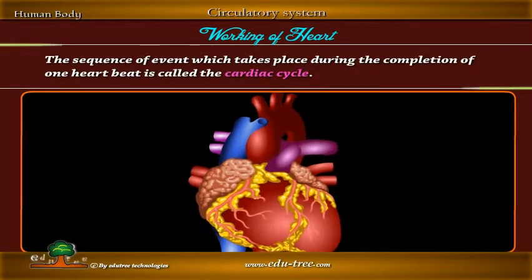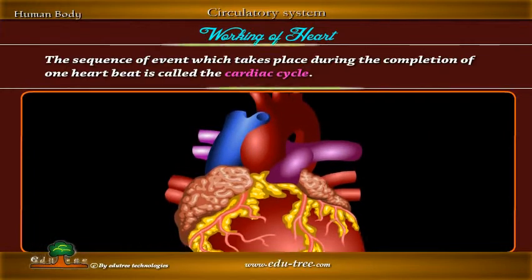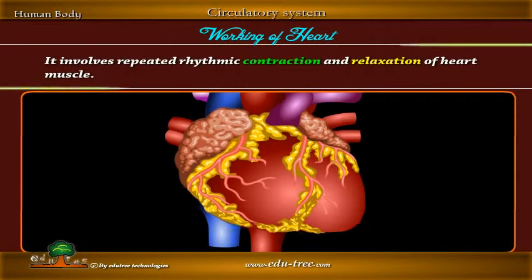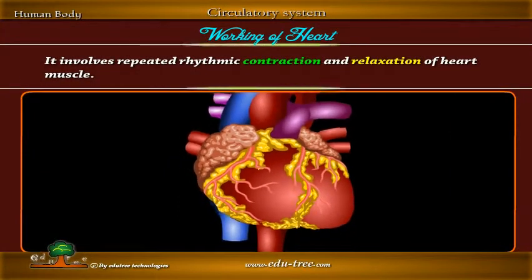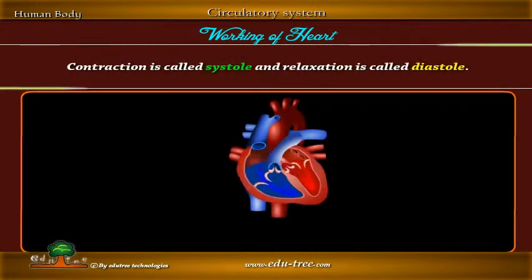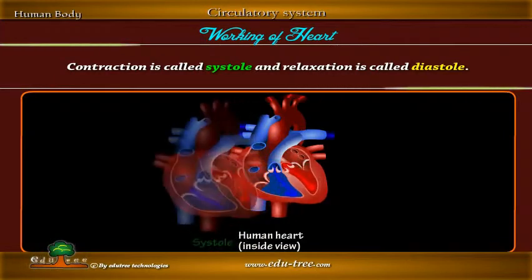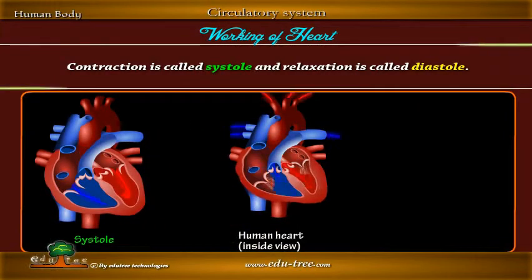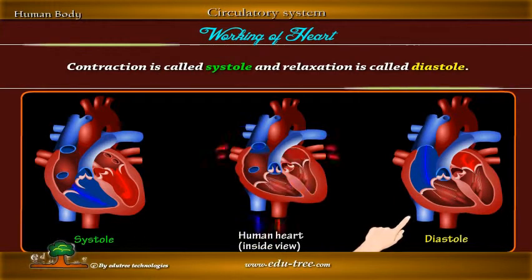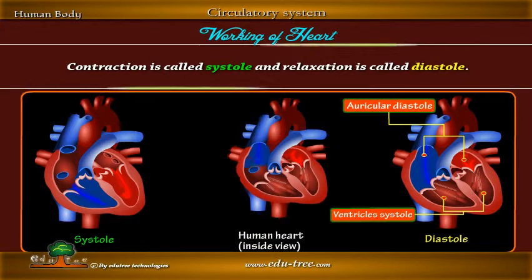The sequence of events which takes place during the completion of one heartbeat is called the cardiac cycle. It involves repeated rhythmic contraction and relaxation of heart muscle. An inside view of the human heart is illustrated here. Contraction is called systole, and relaxation is called diastole. On the right hand side, the conditions of auricular diastole and ventricular systole are shown.